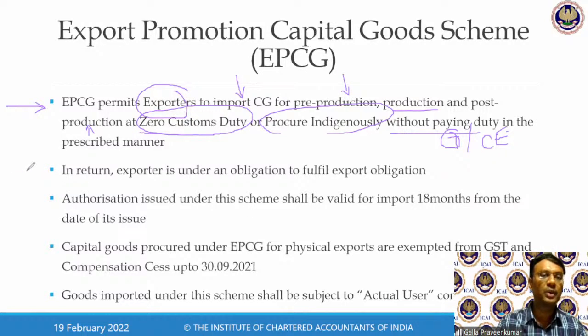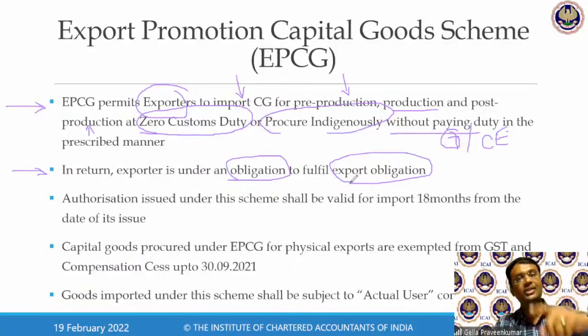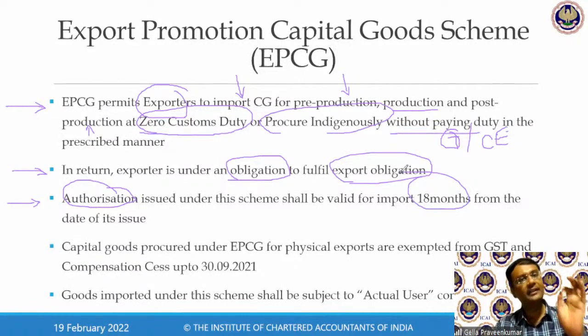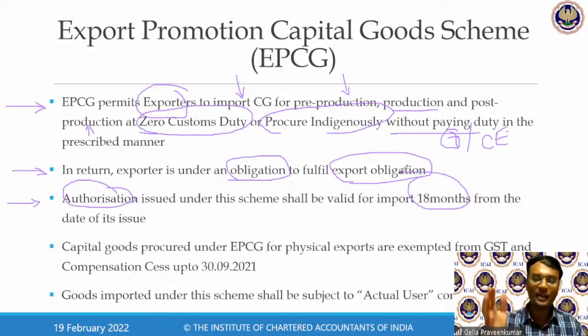Now, what they say is, look, I give you this incentive. In turn, I give you an obligation. What is that? Export obligation. You use that machinery in turn to make exports. And what I give you as an authorization has a validity of 18 months to cause imports. So you decide, I have given you an EPCG license. You can use this license within a span of 18 months.